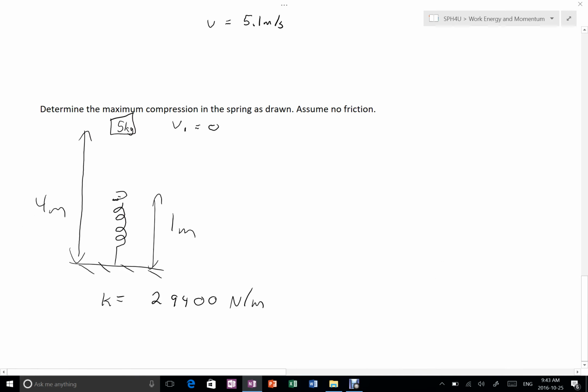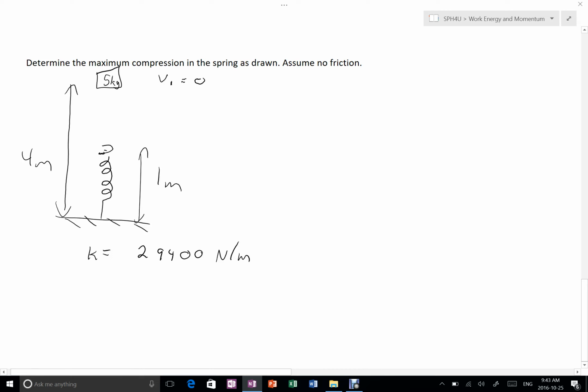Alright, one more here. Determine the maximum compression in the spring as drawn. Assume no friction. So here we go. I'm going to drop this 5 kilogram object onto this spring. The 5 kilogram object is 4 meters off of the ground. The spring is 1 meter off the ground. And I'm assuming the 5 kilogram object starts with no speed. I have a spring constant.